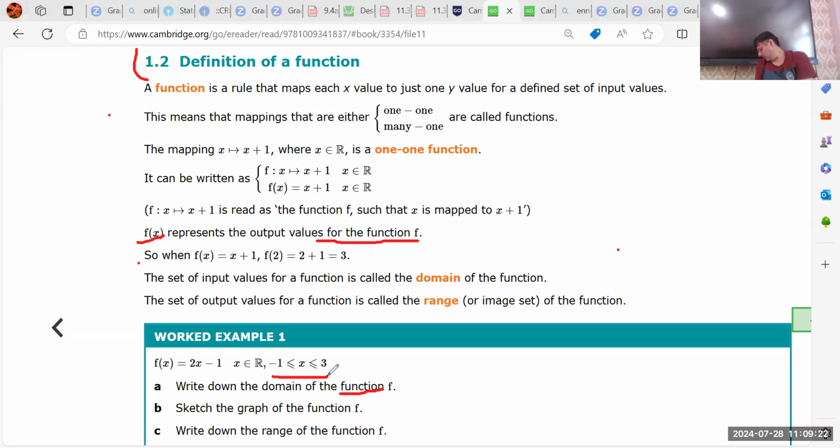Kuvarsa, this will be the domain only. It's given that x can only be between -1 and 3. So this is nothing but the domain. Got it, everyone? Now B part, sketch the graph, guys. Sketch the graph, then answer for the C part.